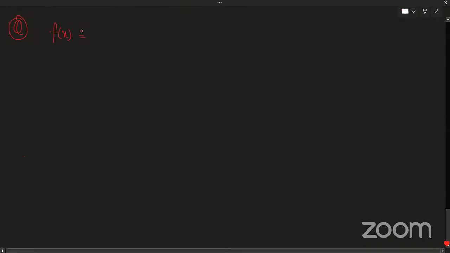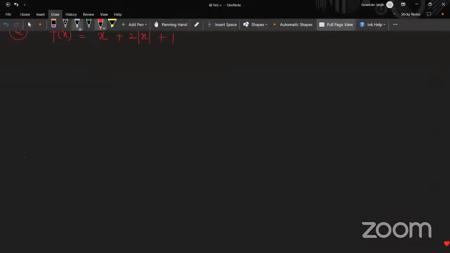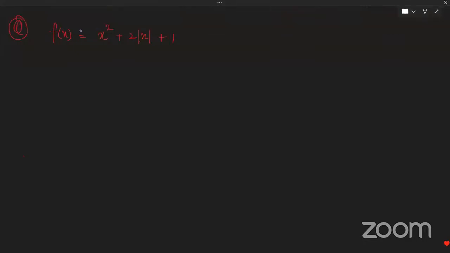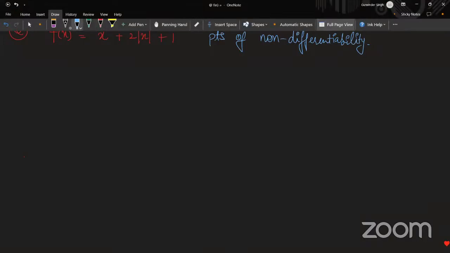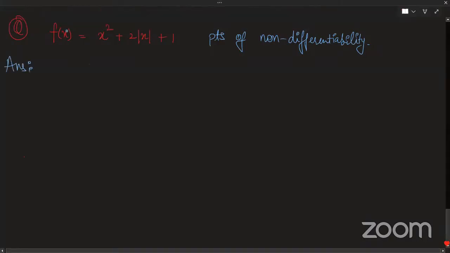Let us take f of x as x square plus 2 times mod x plus 1. And it is asked to you what are the points where this function f of x is non-differentiable.